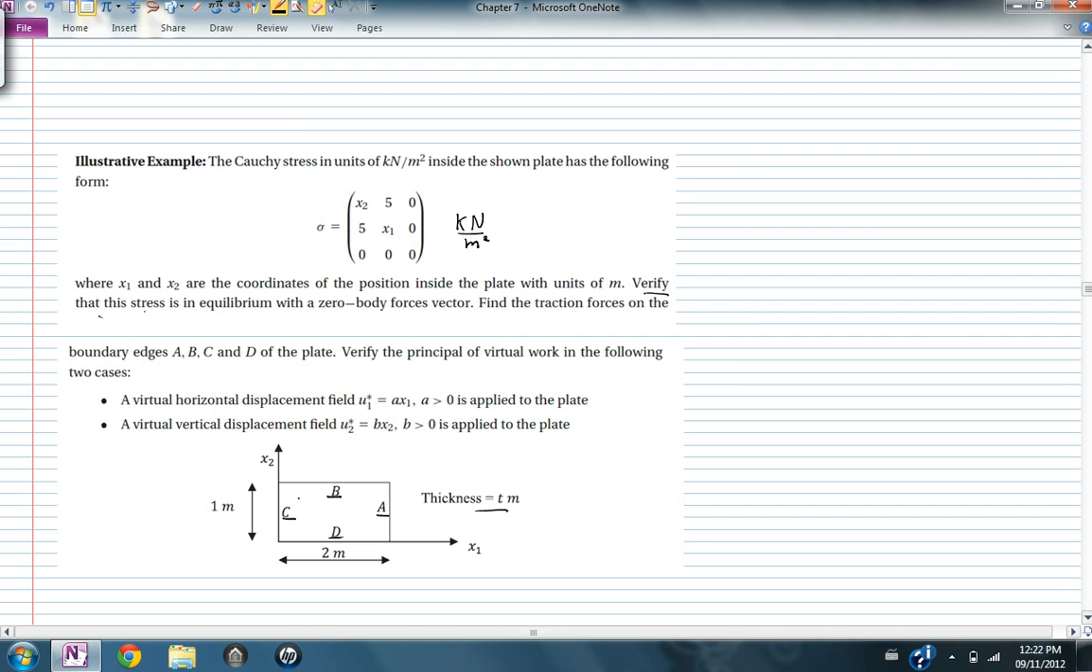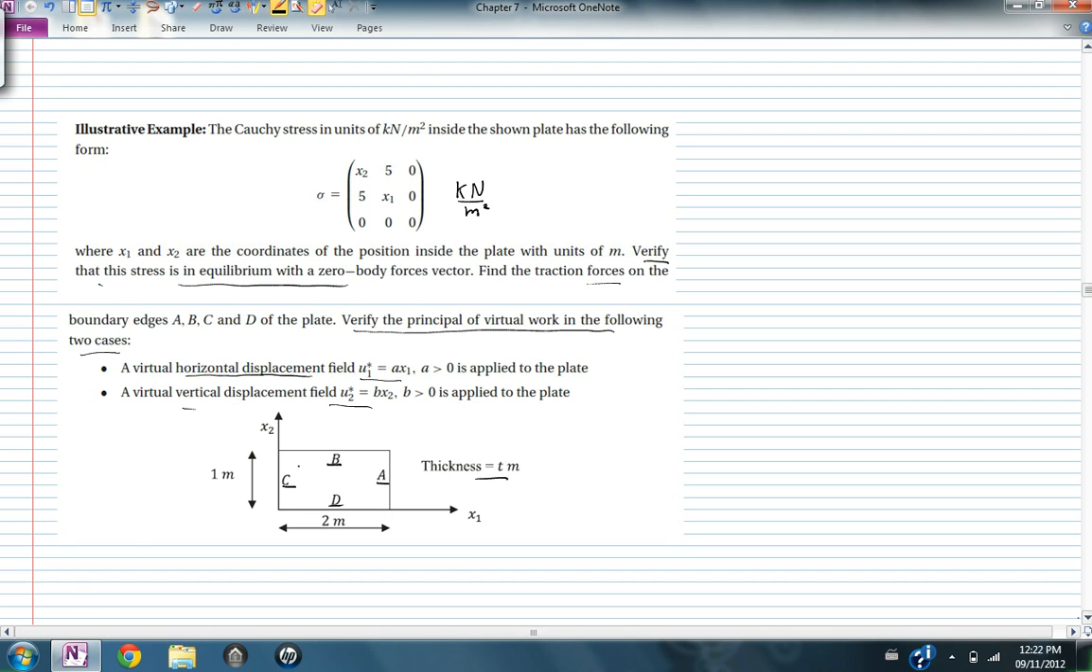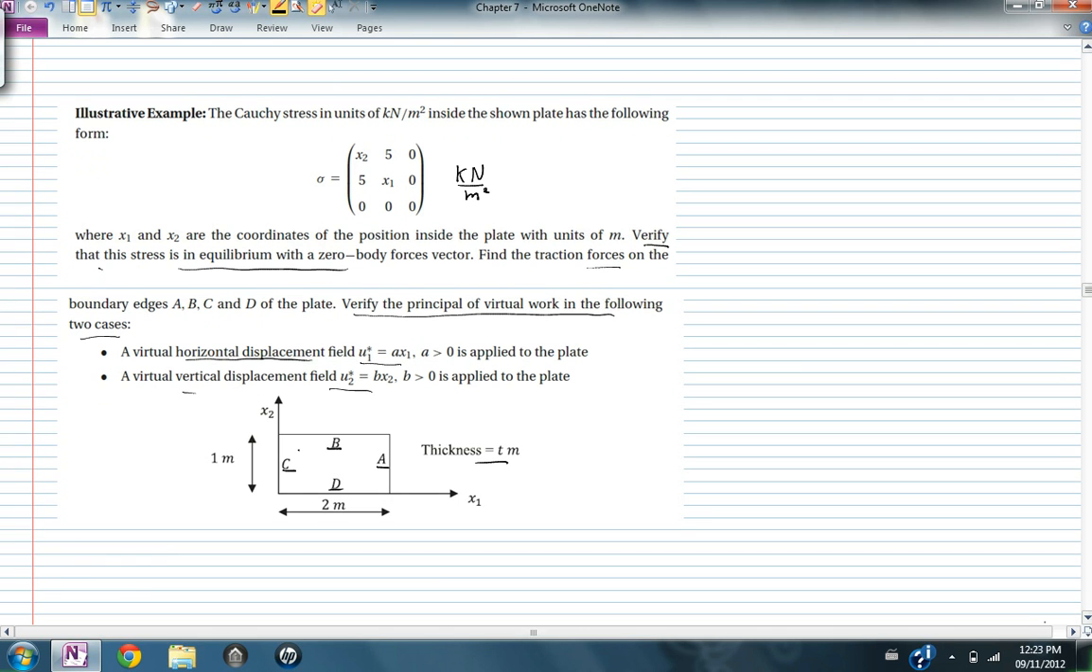First, we need to verify that this stress is in equilibrium with a 0 body force vector, and we need to find the traction vectors or the traction forces on the boundary edges A, B, C, and D of the plate. And then we need to verify the principle of virtual work in the following 2 cases. If I apply a virtual horizontal displacement equal to this, and a virtual vertical displacement is this. This is going to be a long problem. The solution will be long, but we will utilize everything that we studied from the beginning of the course.